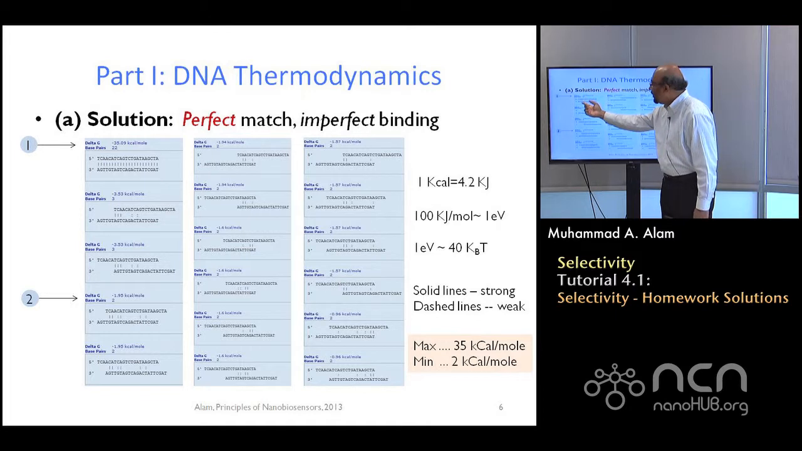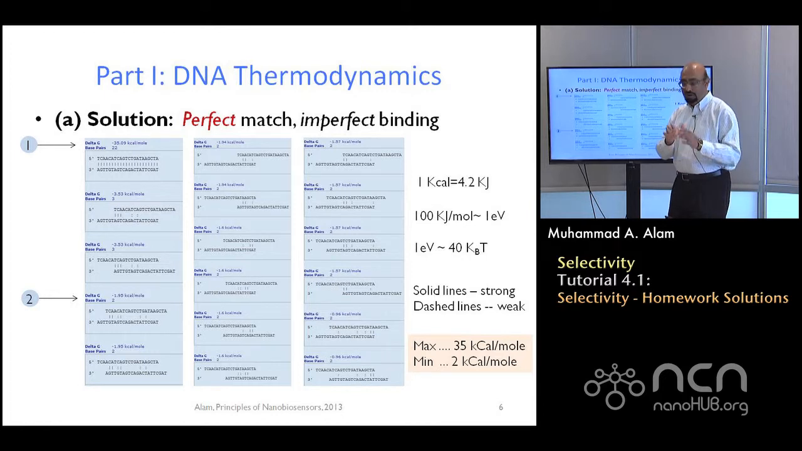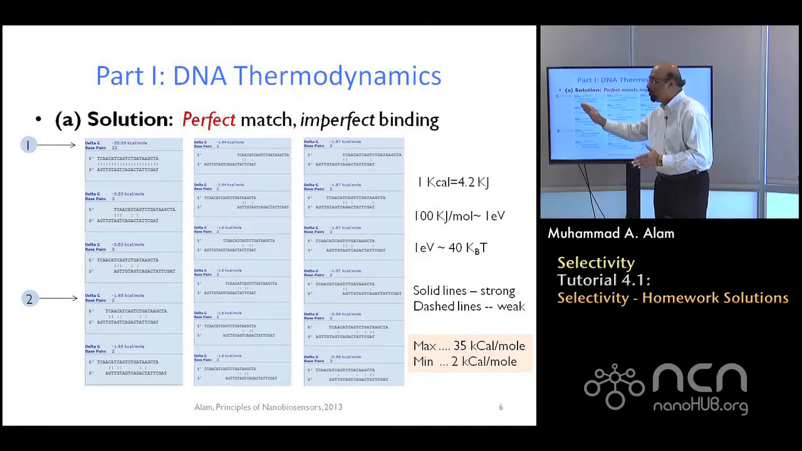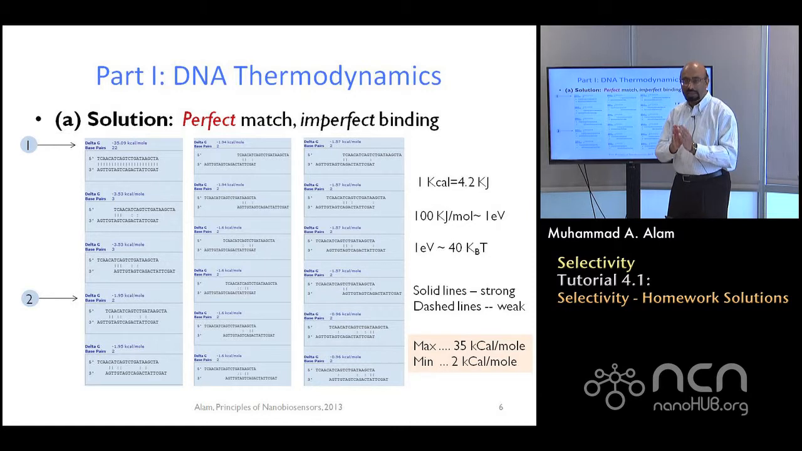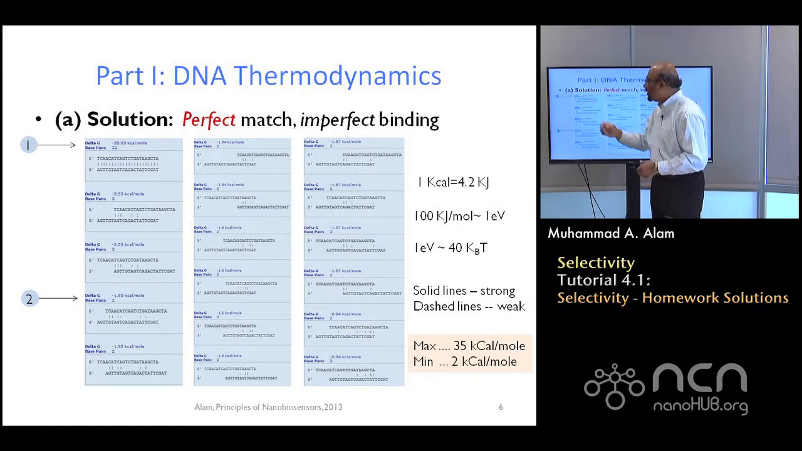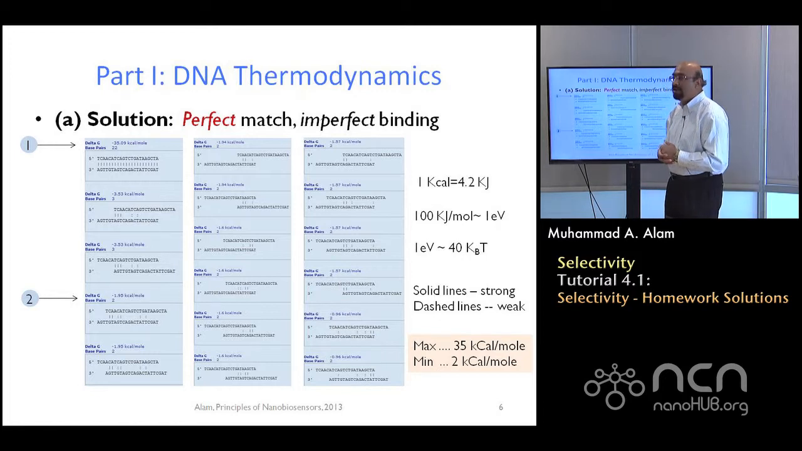Now take a look. Remember that 5' goes with the 3', and you can see that all 22 bonds are now completely bound together. This solid line says that these are strong bonds, and the consecutive bonds have all been aligned. They are properly bound. So it's very strong, 35.09 kilocalorie for perfect matching.